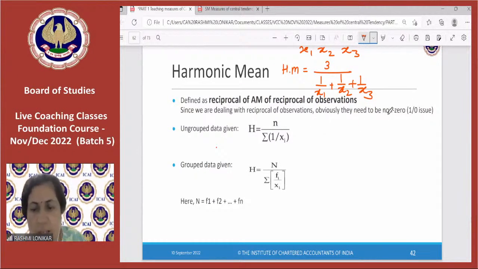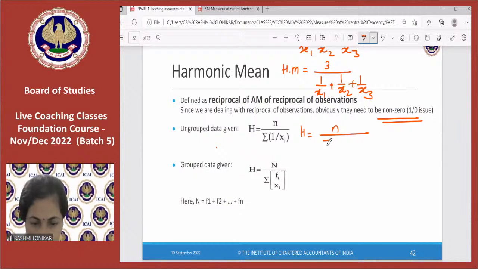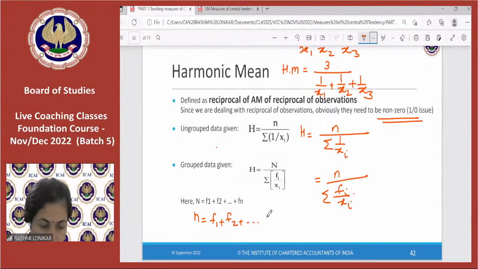Provided that they are non-zero. This is a very important condition, because we are dealing with reciprocals, all our observations have to be non-zero. So for ungrouped data, H is equal to N upon summation 1 upon Xi. For grouped data where frequency is also available, H will be equal to N upon summation F upon Xi. And what is N in this case? N is equal to the total of frequencies, F1 plus F2 up to Fn.